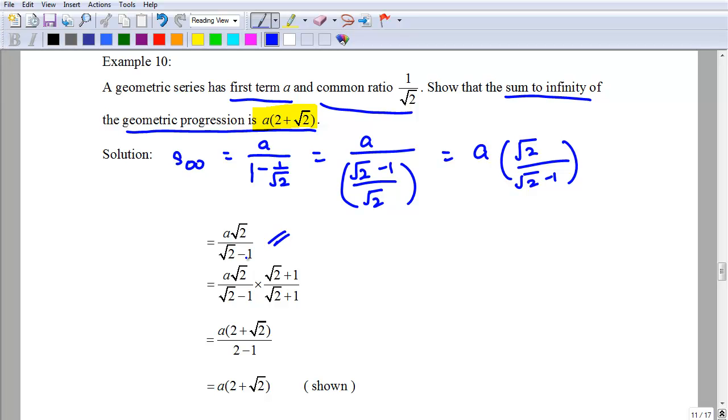and therefore we have to think of a way to get rid of the denominator. So we apply the skill of rationalization, meaning we multiply by root 2 plus 1 to both the numerator and denominator.